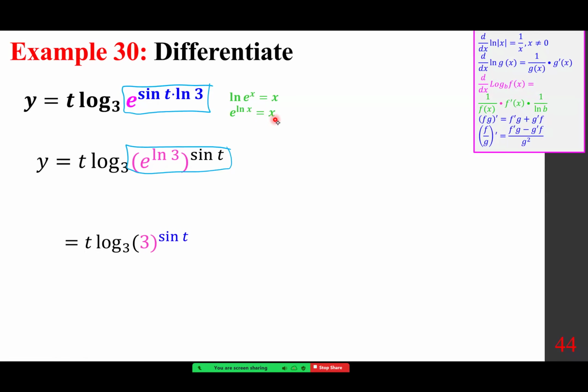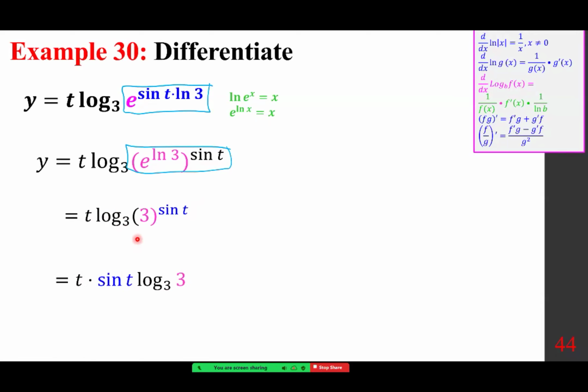Following that. So what do we have here? We have t log base 3 of 3 to the power of sine t. I hope you recognize that this simply becomes sine t, or you might write sine t log 3 base 3. This is equal to 1, everybody. So simply t sine t. So this is 1, so t sine t. And now I'm going to differentiate t times sine t.